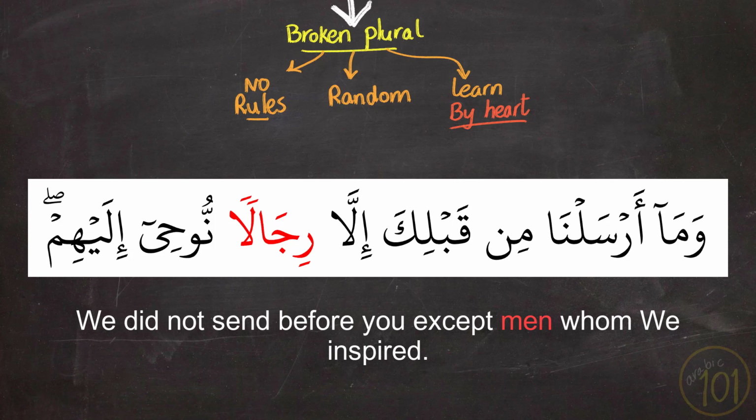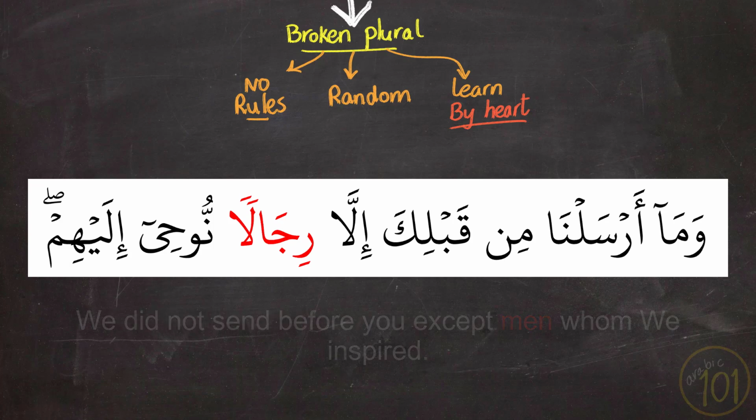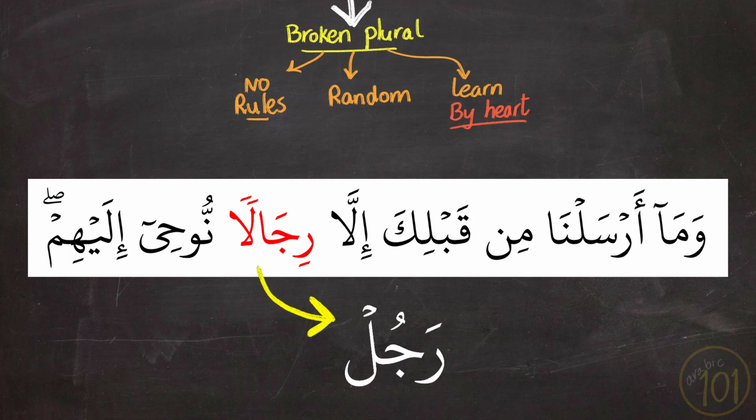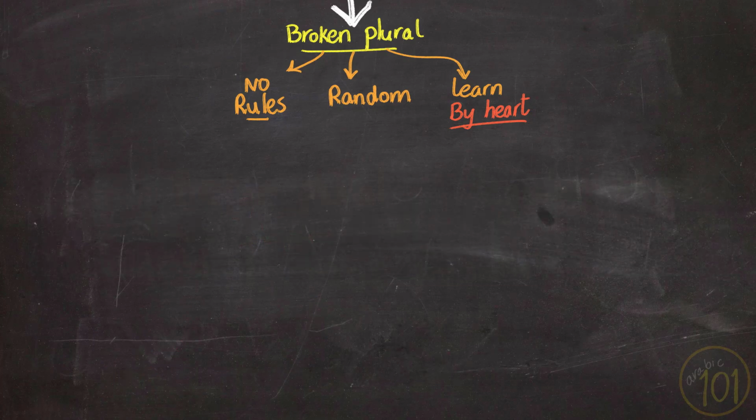So let's have a look at some examples of these broken plural forms to have an idea of how they look like. Now in this example you can see that the plural noun in this case is رِجَال. So رِجَال is the plural form of رَجُل. So we cannot just add waw and noon or ya and noon to the end of رَجُل, because this word just doesn't exist in Arabic. Instead, you'll have to use this form of the broken plural form. Another example.